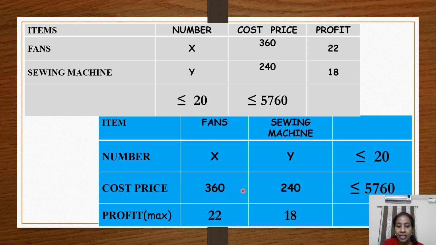Then the cost price of each fan is 360 rupees and the cost price of each sewing machine is 240 rupees. So this should not exceed 5,760 because I have only rupees 5,760 in hand to invest. So I write this. And here I write the word maximum because we are going to deal with the profit and I have to maximize the profit. So I write maximum here. And 22 rupees profit per fan, 18 rupees profit per sewing machine. So I write it here. So whichever comes to your mind, either this way or this way, both are right, and you will get the right LPP. The formulated LPP will be definitely right if you write the values properly.